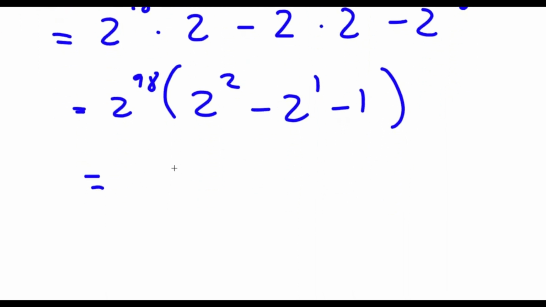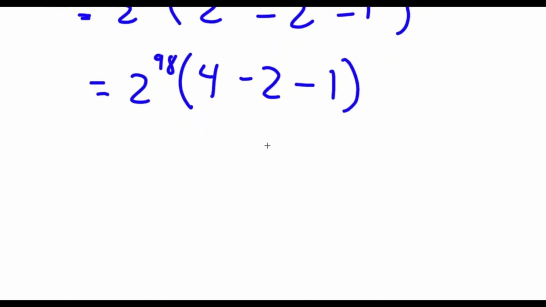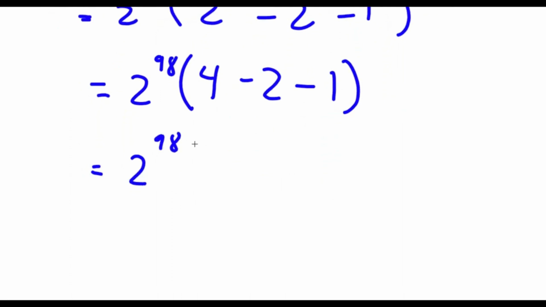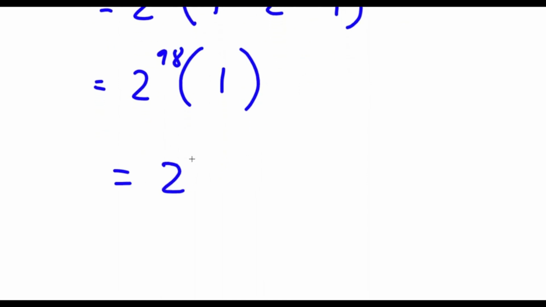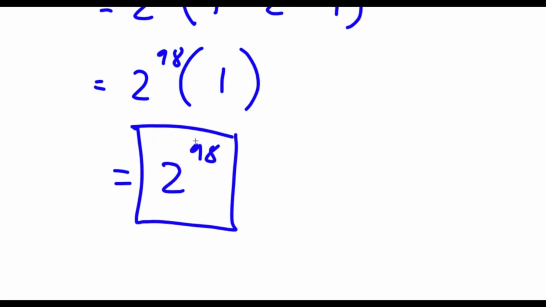Now I'm going to go ahead and simplify this. So now this gives me 2 to the power of 98 times 2 to the power of 2 is 4. And 4 minus 2 to the power of 1 is simply 2. And I have minus 1. Now this is the same thing as 2 to the power of 98 times 4 minus 2 is 2, and 2 minus 1 is 1. So I have 2 to the power of 98 times 1, and this is simply equal to 2 to the power of 98, because anything times 1 is itself. So this is my answer.